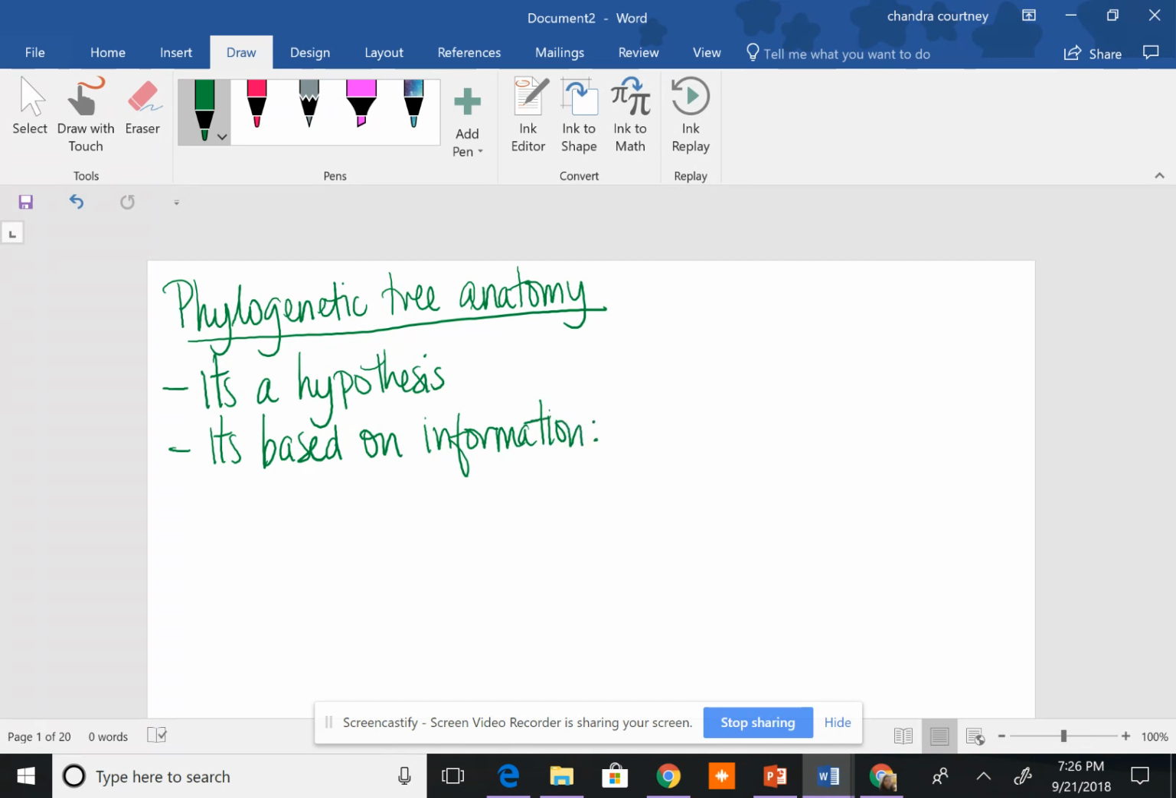Now, it does have to be based on some sort of information. The main ones that we tend to use are things like physical or morphological features or traits, and DNA or protein sequences of genes.